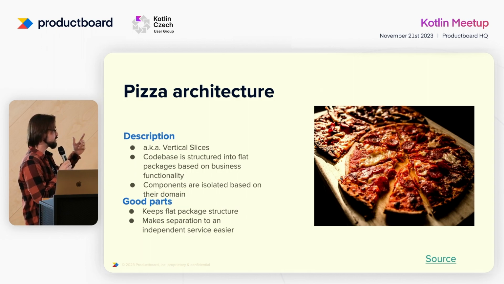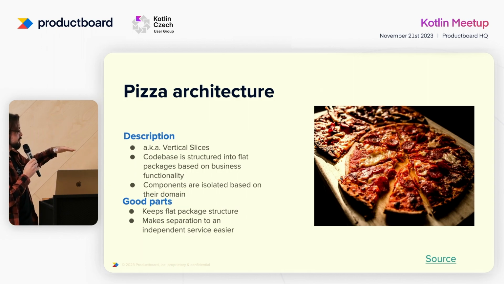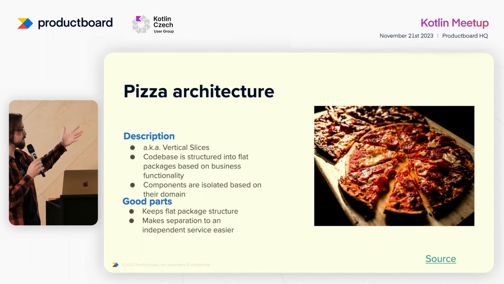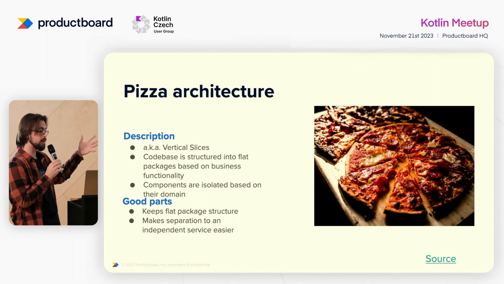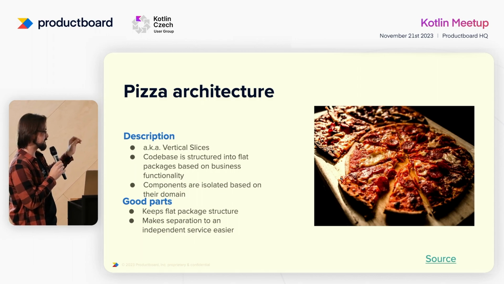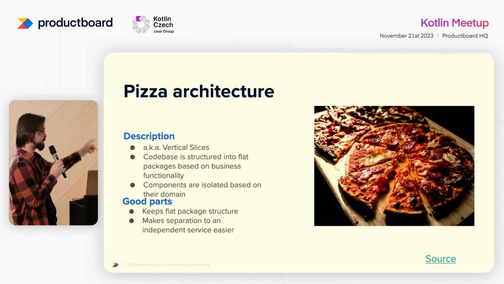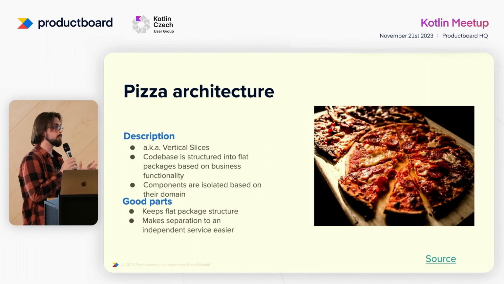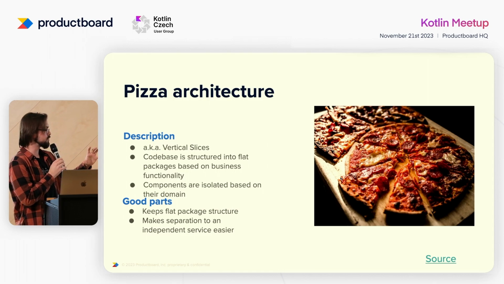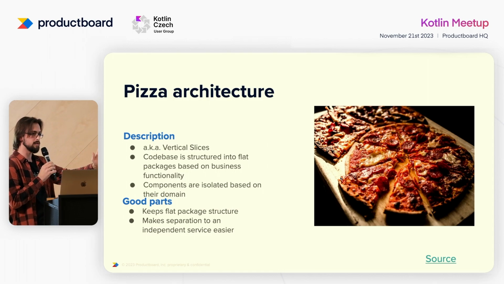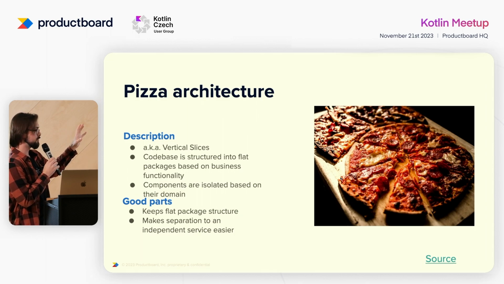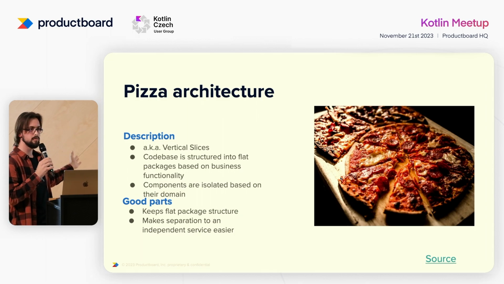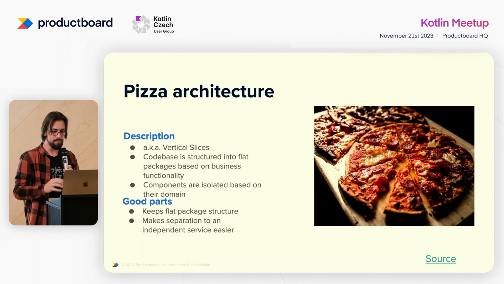The good part is that it has a very flat package structure, so you see everything related to one feature right away. It also makes separation into independent services easier. So when you have a bunch of business features and you want to spin up a different service, just grab these packages, drop them, and you should be good to go.